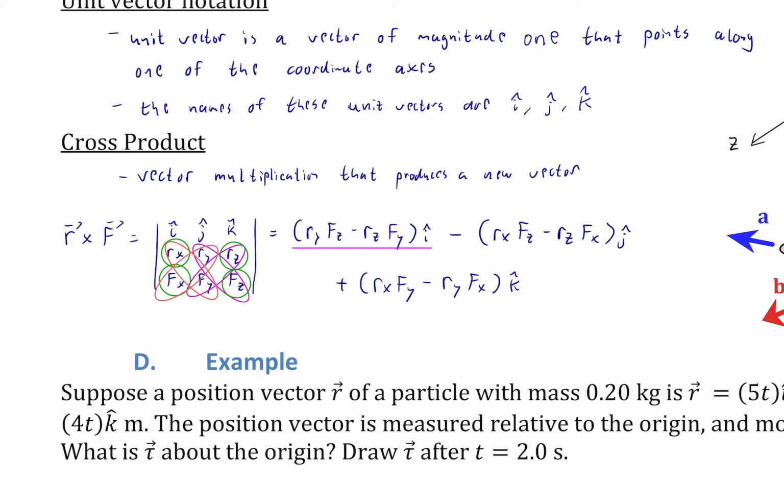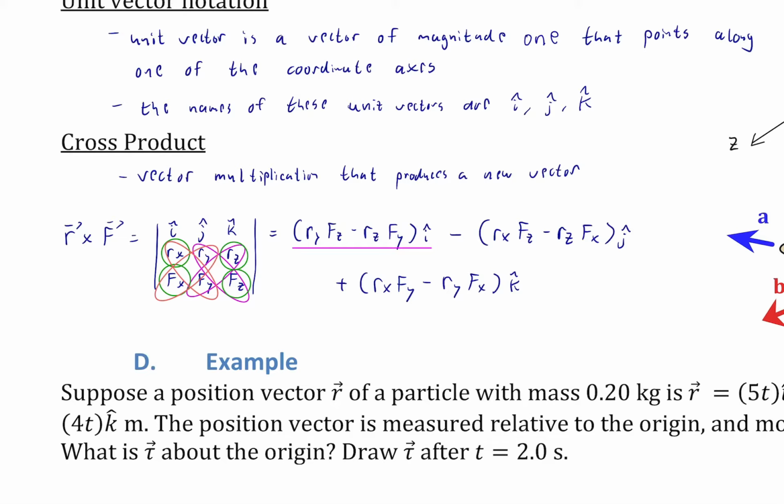If you have a vector that is, say, your r vector is entirely along the x-axis and your f vector is entirely along the z-axis, then, test this for yourself, you'll find that the cross product between them will point entirely along the z-axis, okay?